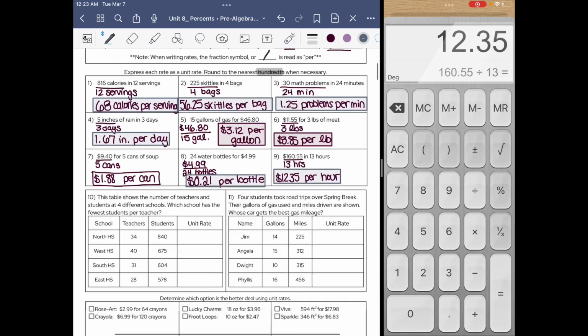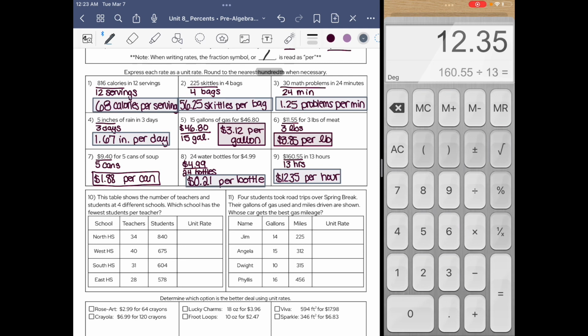Okay, there are the first 9. Go ahead and make sure you have those written down before we move on to number 10 and 11. Alright, so number 10 and 11 both have tables, and each table is going to get you to find multiple unit rates. It's the same idea as we just did on the first 9, but you're going to be comparing different brands or different people or different companies, something like that.